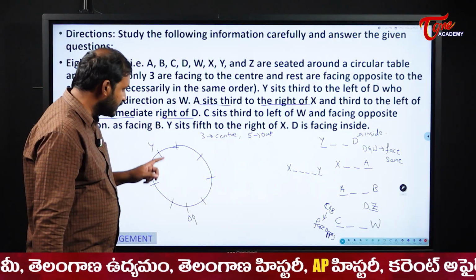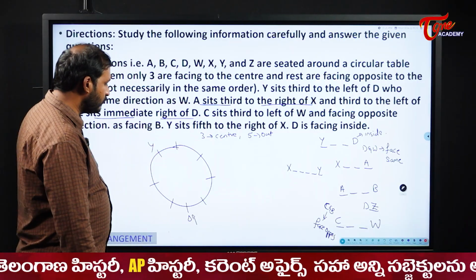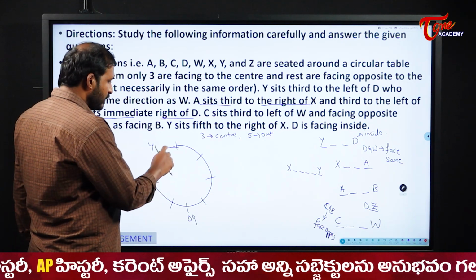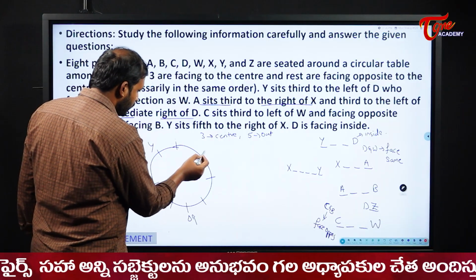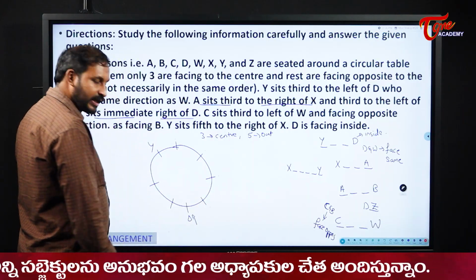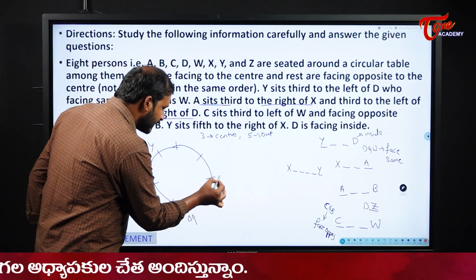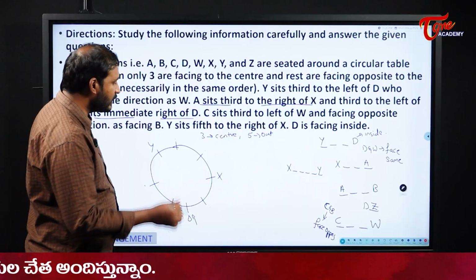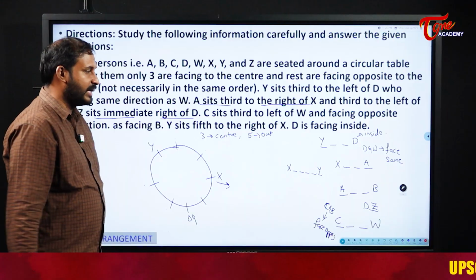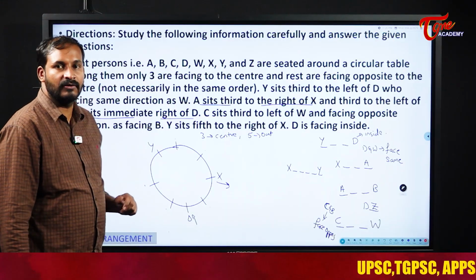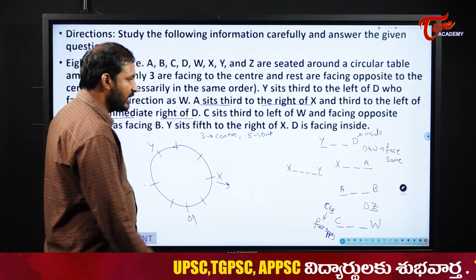Now please see here students, this Y should be fifth to the right of X. For time being, between Y and X I should have how many persons? 4 persons, 1, 2, 3, 4. So I cannot put X here, that is not possible. Definitely I can have X here. And to have it on the right side, X should face what? Outward direction. Then only it will become right of X. Then only 1, 2, 3, 4, 5. It is possible. Yes, we are done with this one.